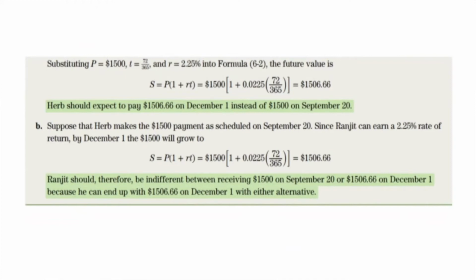So suppose that Herb makes the $1,500 payment as scheduled on September 20th, since Ranjit could earn a 2.25% rate of return by December 1st. We could look at it that way too and ask how much Ranjit could gather up. Well, if we took the same formula and plugged the numbers in, Ranjit would gather up $1,506.66. So effectively, the payments would be equivalent.